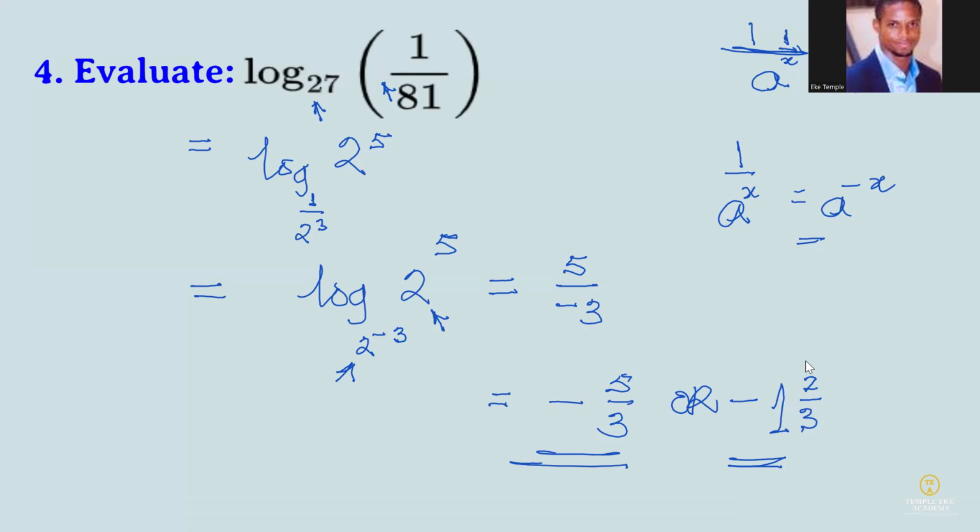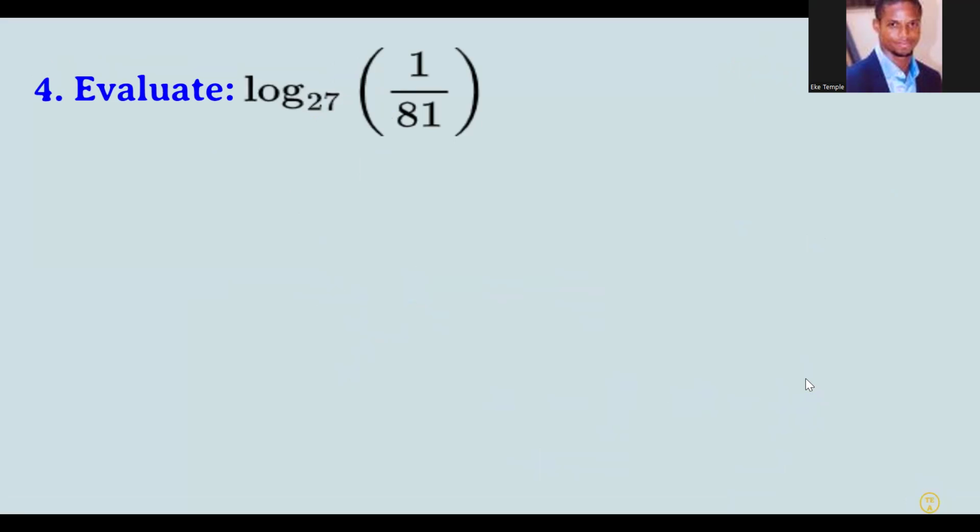This is another one. Log base 27 of 1 over 81. A quick inspection shows that we can actually write 27 and 81 in terms of 3 to different powers. Can you figure it out? Take a moment to do that.